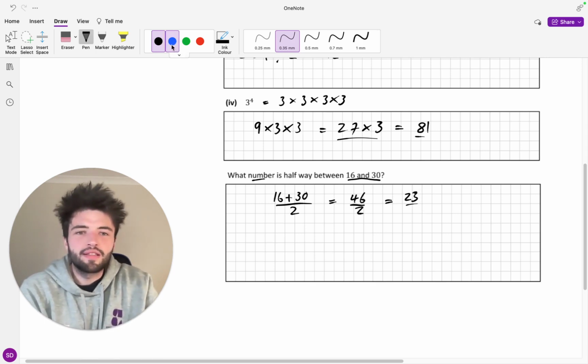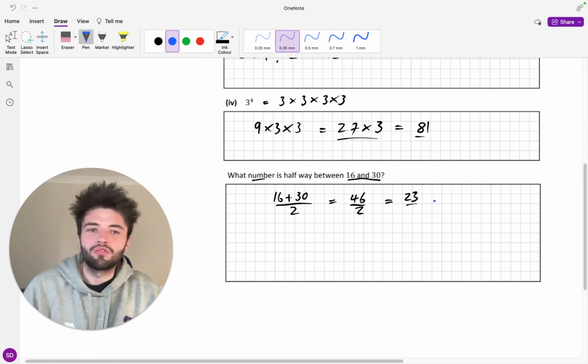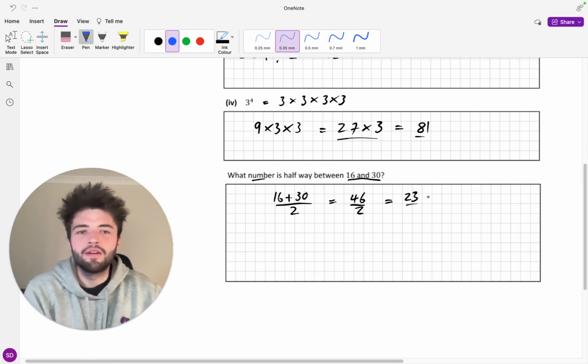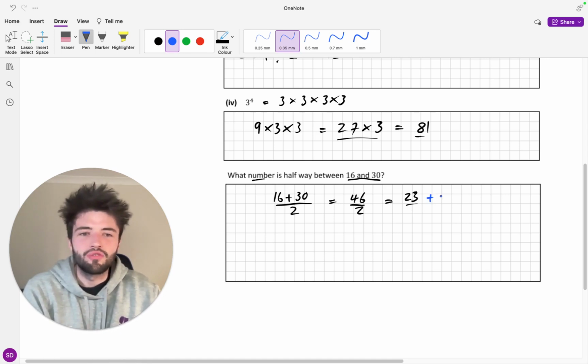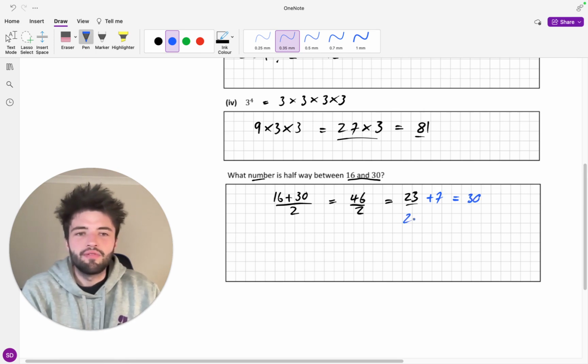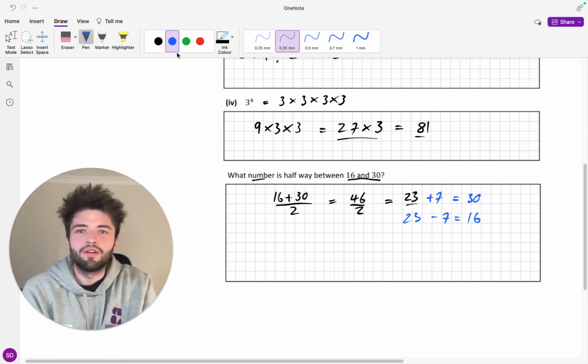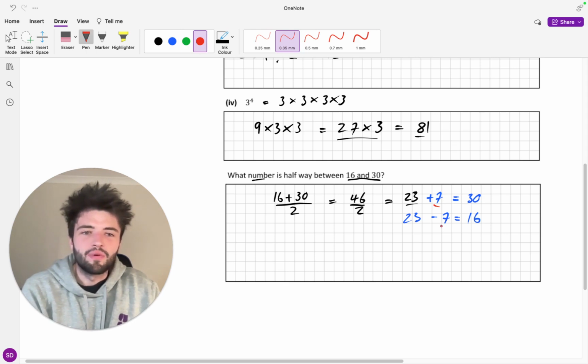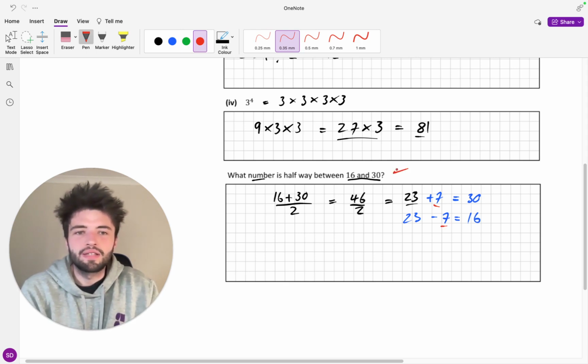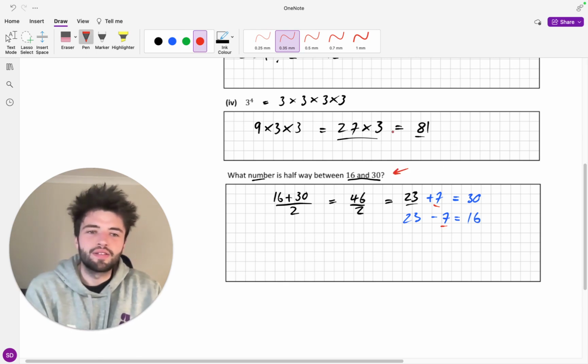And you can always double check this by saying okay, so is 23 as close to 16 as it is to 30? And it actually is, because if we added 7 to 23, we get to 30. So 23 plus 7 is 30. But then 23 minus 7 is going to be equal to 16. So that's how this works. You're looking for the same difference between the middle number and the two numbers we're given in the question. So that's how you would deal with these. And so that's going to be it for this question.